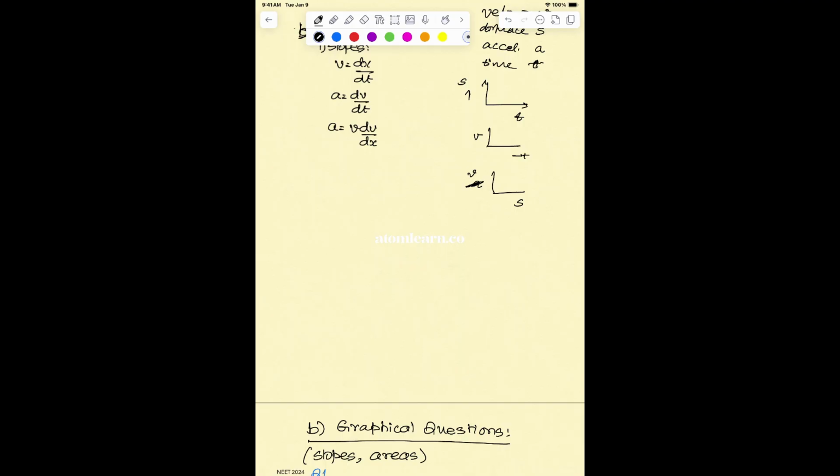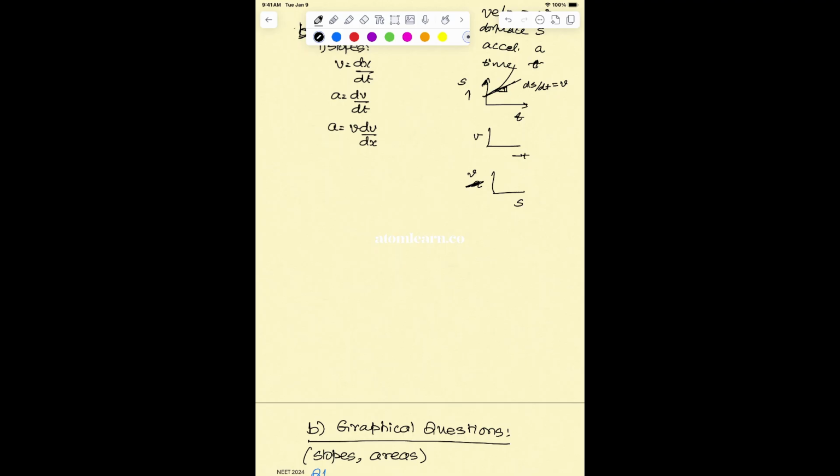Now, for example, an S versus T graph may be like this. Then the slope of this, ds by dt, as you know, is going to give you velocity. If it is a straight line graph like this, the slope is constant, that means velocity is constant. Since we are dealing with constant acceleration, the slope is not going to be constant, so velocity is not constant; it may be varying like this.